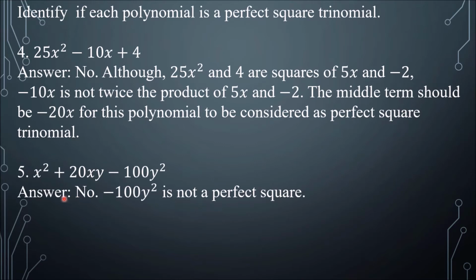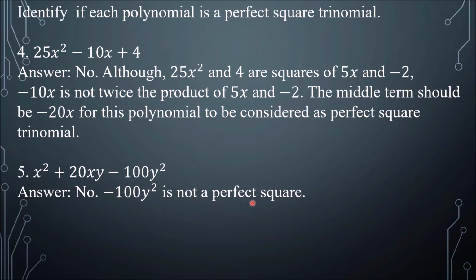Next, number 5, we have x squared plus 20xy minus 100y squared. Again, this is not a perfect square trinomial. As you can see in the last term, negative 100y squared is not a perfect square. We cannot have a perfect square wherein the value is negative. So you cannot have a negative perfect square.